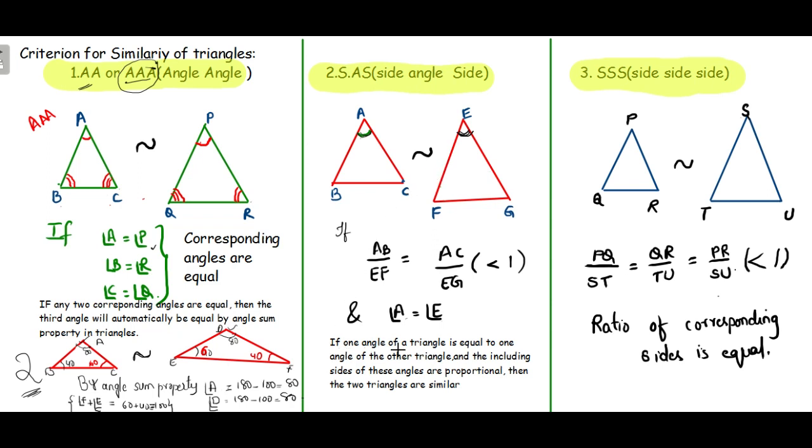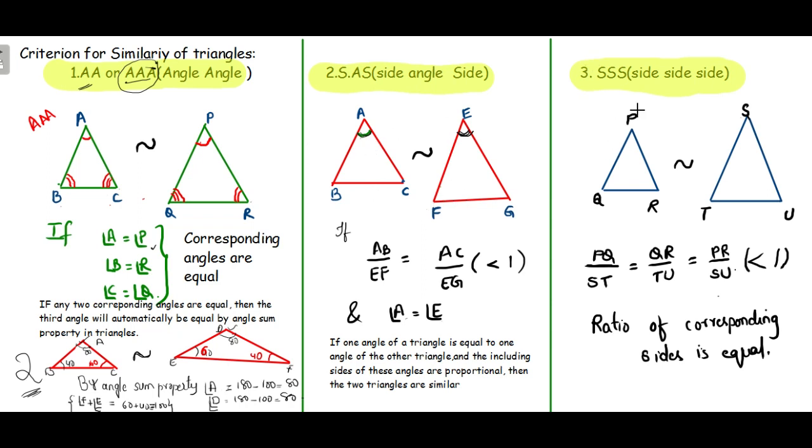That is, if one angle of a triangle is equal to one angle of the other triangle and the including sides are proportional, these are the including sides, right? AB upon EF is equal to AC upon EG. Including sides are proportional, then we can say that these two triangles are similar to each other.